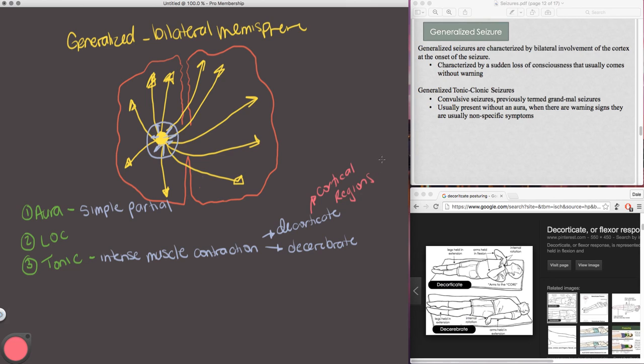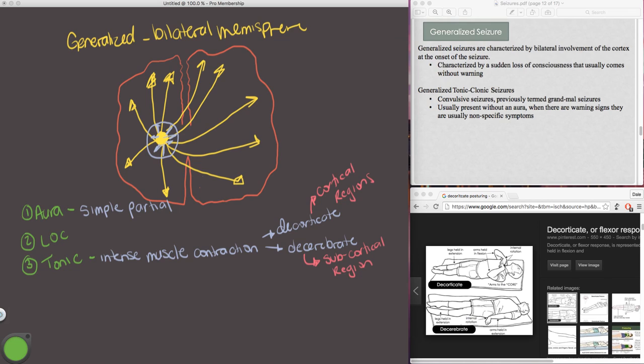Decerebrate, where we see the extension of the arms, extension of the legs, and that intense head extension, usually means we have some sort of subcortical involvement, and that's generally going to indicate a worse prognosis for patients. So it's important to be mindful of what we're seeing in terms of flexion and what that means for patients. Decerebrate usually means subcortical, whereas decorticate usually means the upper or cortical regions of the brain.